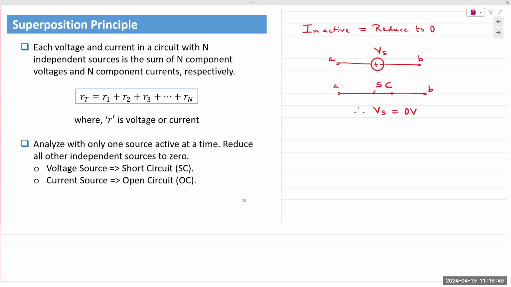And if we extend that to a current source, current needs a pathway to flow. Current needs a closed pathway to flow through. So if it's two nodes and you need current to flow from node A to B, all you have to do is break that pathway open. If there is no pathway, current cannot flow through, hence current source is reduced to 0. Does that make sense? Just think on that. Let me know if you have any questions.